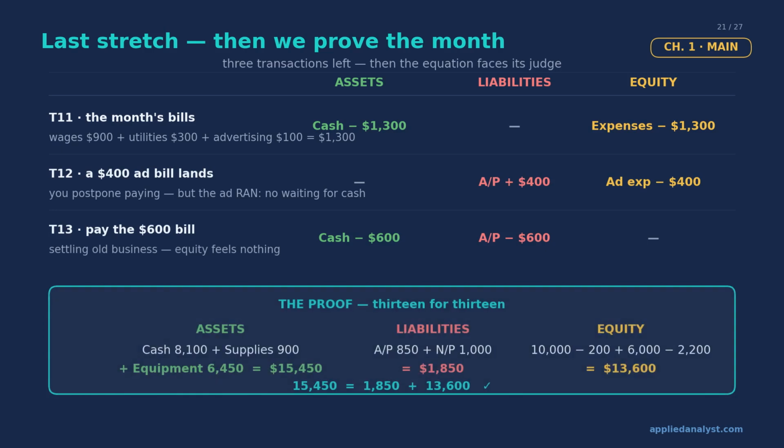Cash, $8,100. Supplies, $900. Equipment, $6,450. Total assets, $15,450. Liabilities, accounts payable, $850, plus the note, $1,850. Equity, capital $10,000, minus drawings $200, plus revenues, $6,000, minus expenses, $2,200: $13,600. $15,450 equals $1,850 plus $13,600. Balanced, 13 for 13. You just did a full month of real accounting, and I mean that.